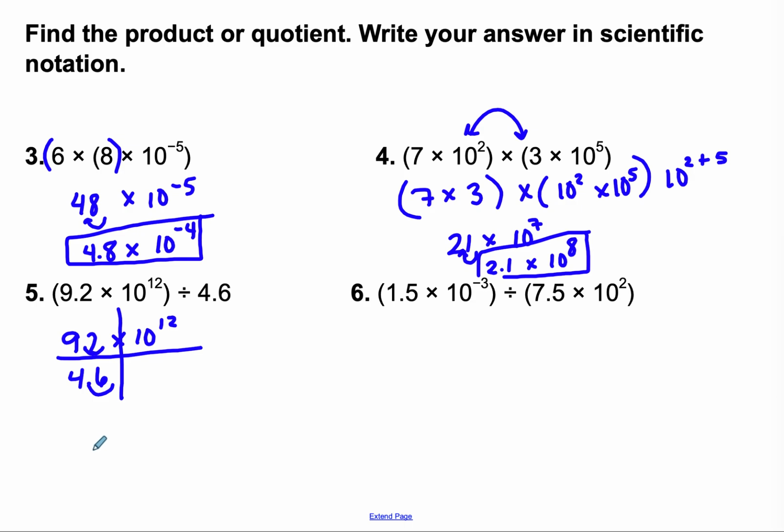All right, let's see. 92 divided by 46. All right, I believe that's going to go in twice exactly. Let's double check that. 6 times 2 is 12. 2 times 4 is 8. Plus 1 is 9. Okay, so that is going to be 2 times exactly.